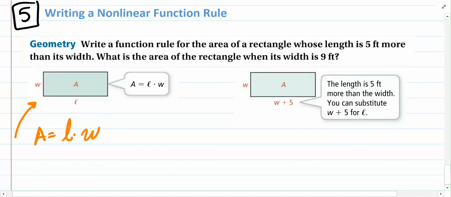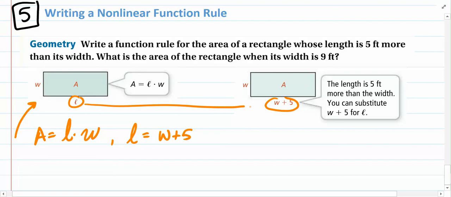Wow, I can't make a W. There we go. But then it says the length is equal to 5 more than the width. So we know that the length is 5 more than the width, so that would be W plus 5. That's why it has it over here. See, here's the length, and then in my new drawing, W plus 5. These two things are equal to each other. So the function rule itself would be this.